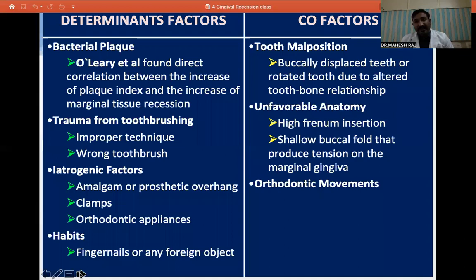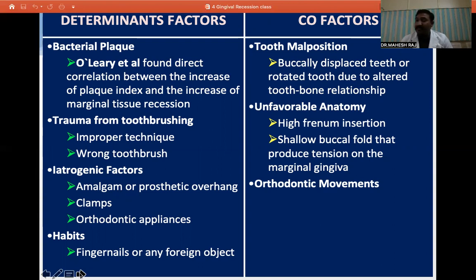Determinant factors and cofactors. The first determinant factor is bacterial plaque. Loe et al. found a direct correlation between the increase of the plaque index and the increase of marginal tissue recession. An increase in the deposits of local factors such as plaque is related to more chances of getting recession. Second one is trauma from tooth brushing, improper techniques and wrong tooth brushing. Third one is iatrogenic factors like amalgam fillings or prosthetic overhangs of restorations, clamps, orthodontic appliances, as well as habits like finger or foreign objects, fingernails, nail biting, etc.